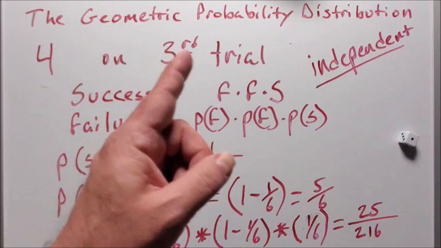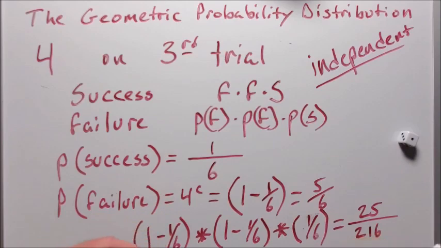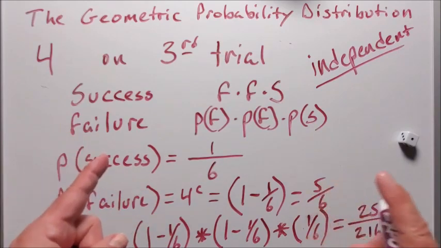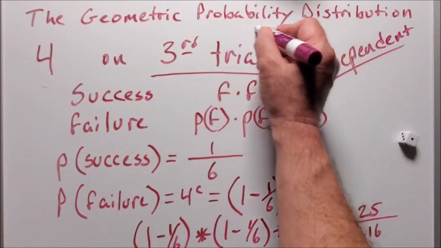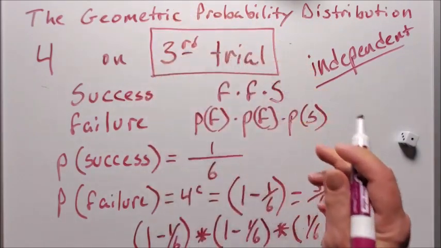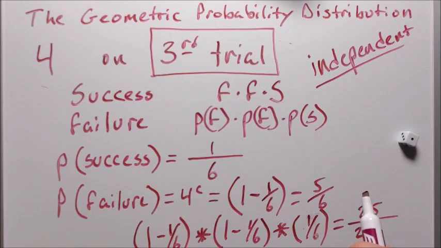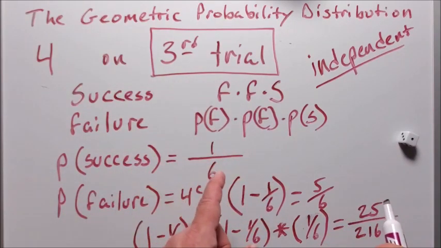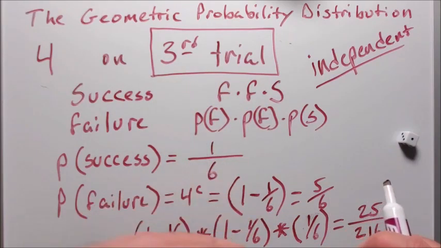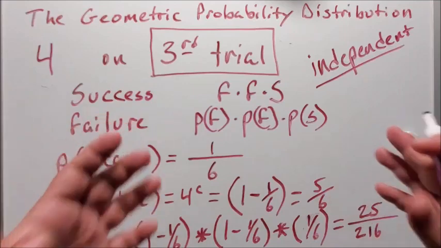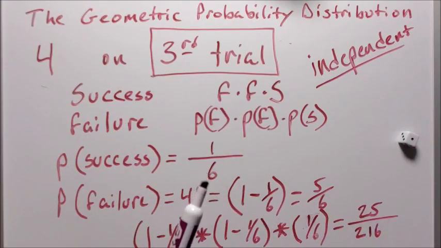The geometric probability distribution gives you the probability that it should take a certain number of trials before you achieve that first success. That's important, and that makes the geometric probability distribution kind of unique. What's the probability that it should take us such and such a number of tries before we get what we want? That's different, and it should be noted.